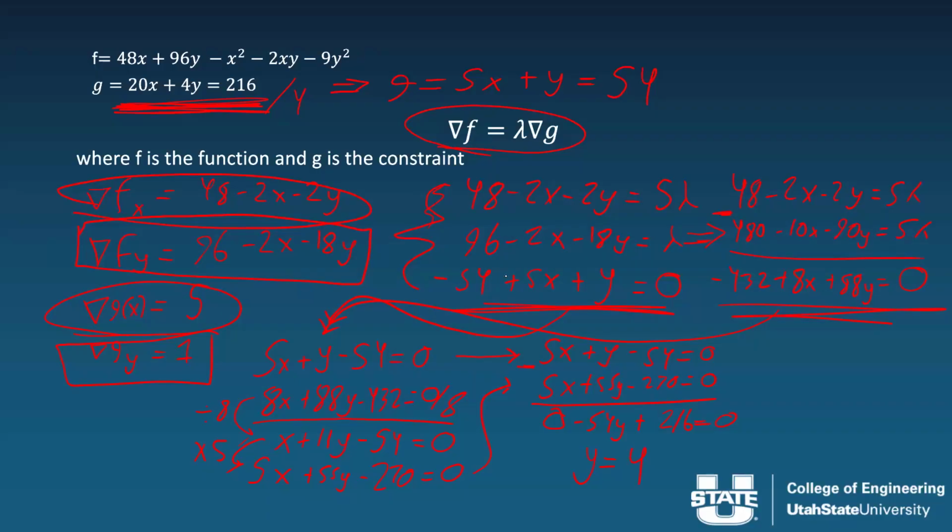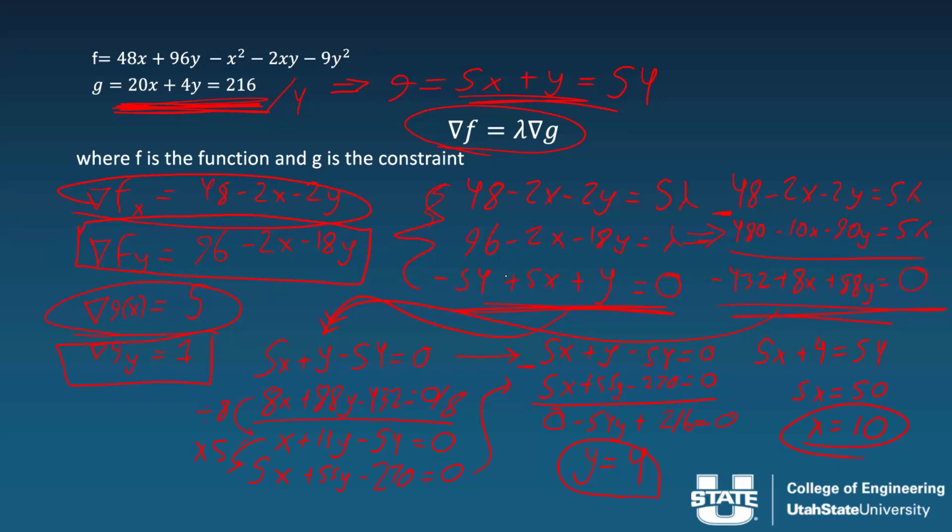So now that y is equal to 4, we can just plug it back into one of our original equations. So let's just plug it back into our g equation up here. Now we know y equals 4, so let's plug that back in. So now we're going to have 5x plus 4 equals 54. 5x equals 50. x equals 10. And that is going to be our optimization.